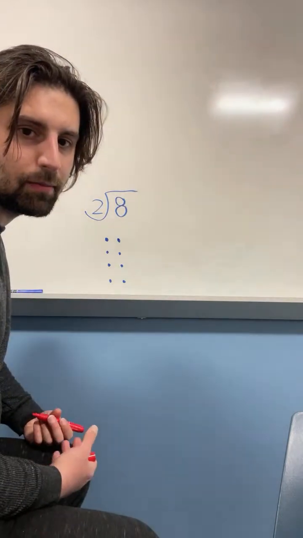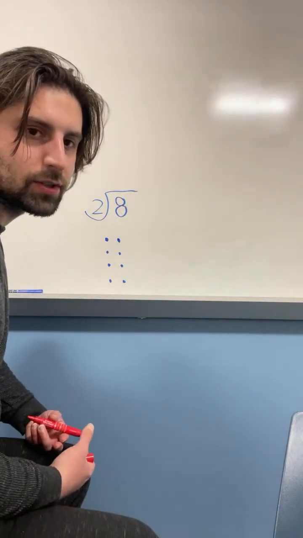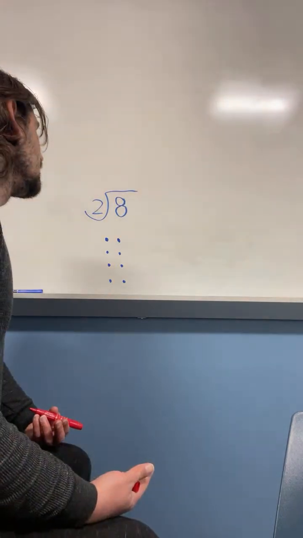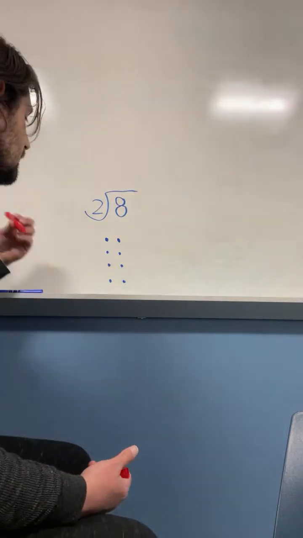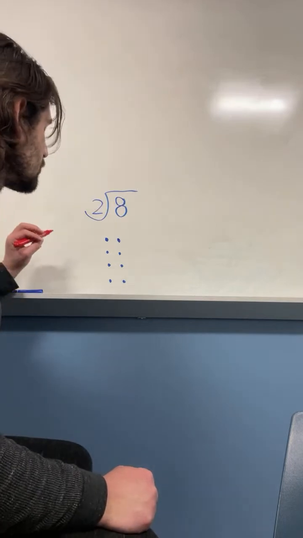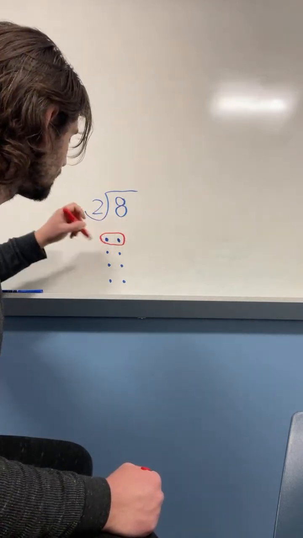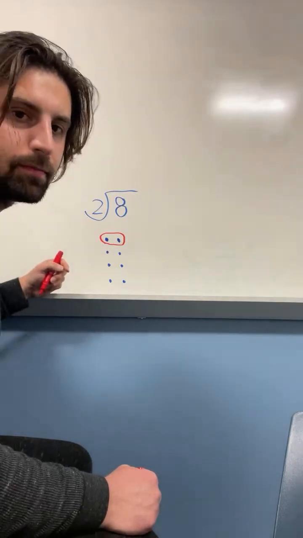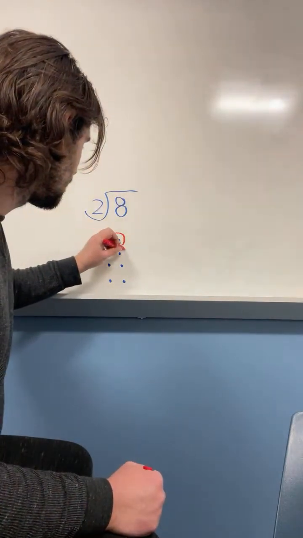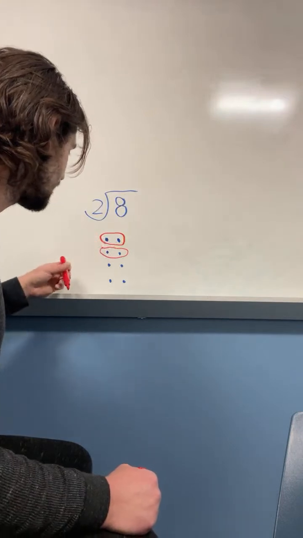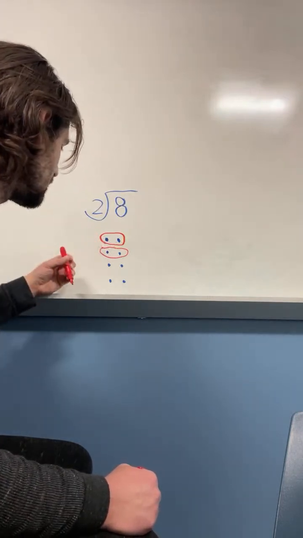So now I'm going to count how many rows of 2 I was able to get. And I'm going to draw a circle around each row. So that's 1 circle. That's 1 group of 2. I have a second circle. That's 2 groups of 2.